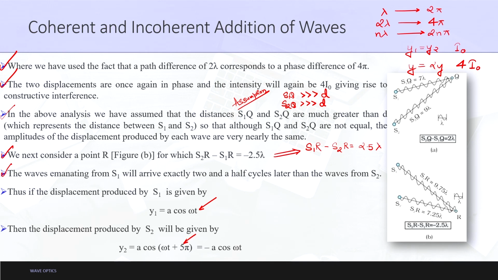Because this time the S1 distance was larger. Previously S1 was smaller. That is why there is a difference in the sign convention, and hence the plus value is being used. Last time it was a distance of negative value. And why is there a 5 pi?